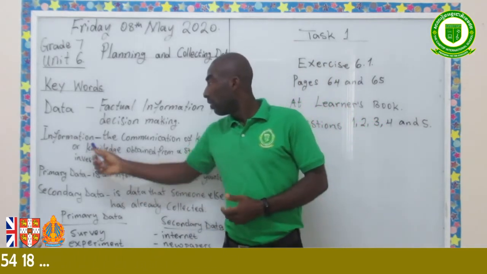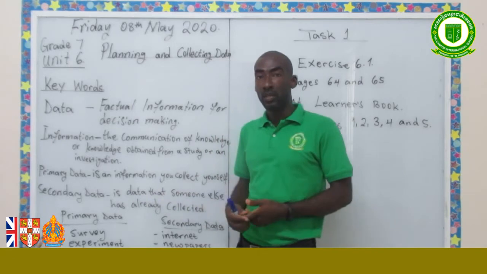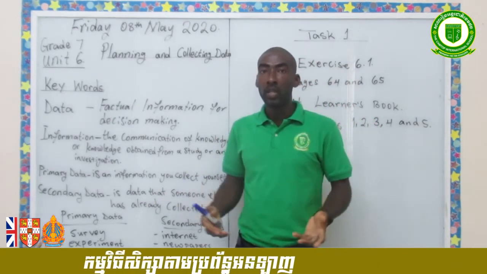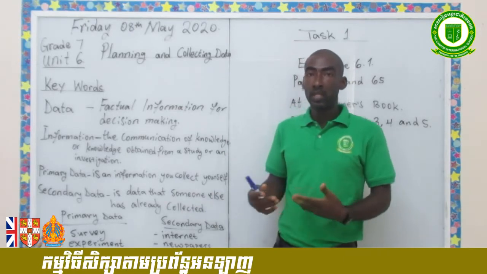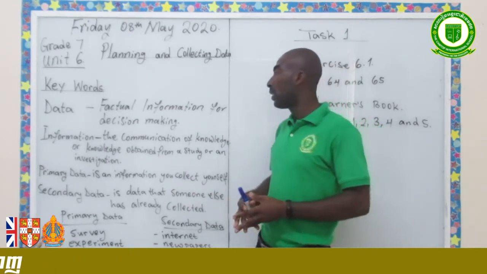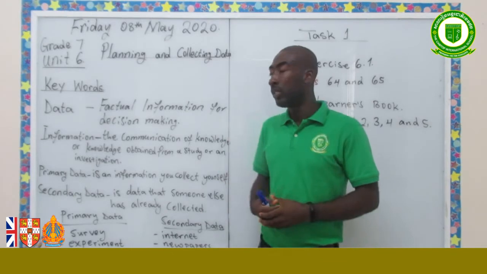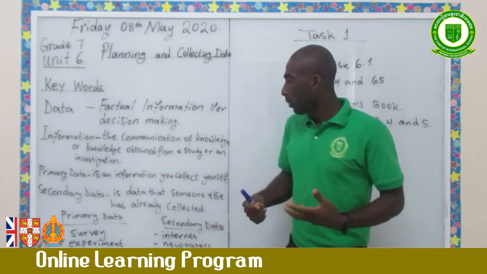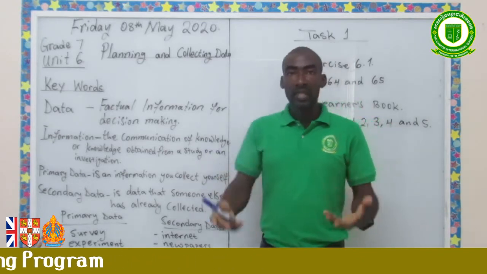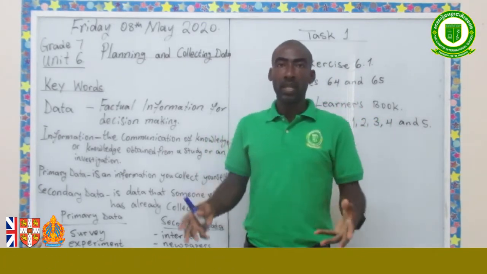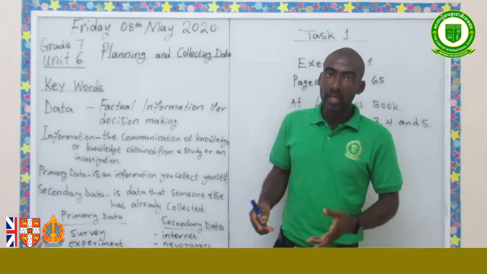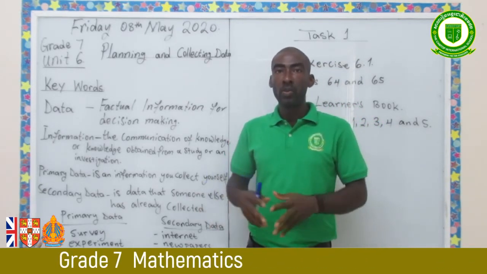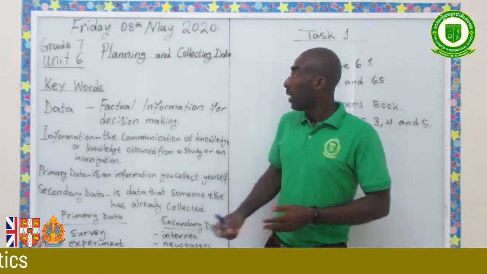Second, you need information. So what is information? Information simply means a communication of knowledge. So whenever there's a communication of knowledge, it means that you have information. It can also mean knowledge obtained from a study or an investigation. So when you do a particular study, an investigation or an experiment, and you come up with your findings, it is also known as information.